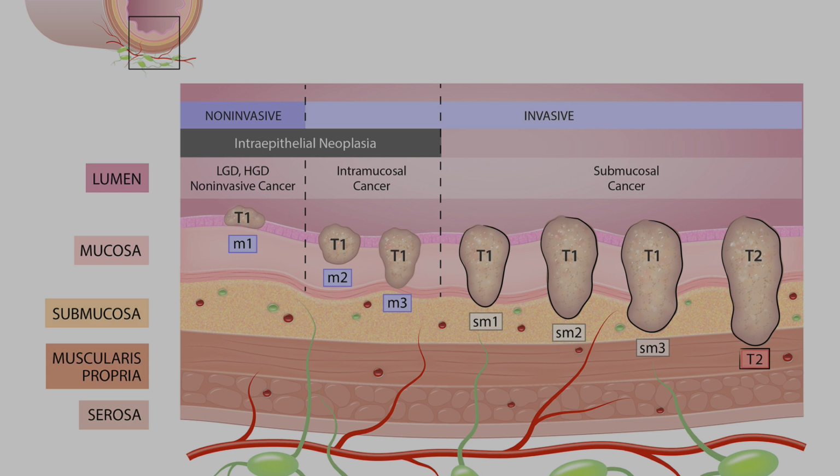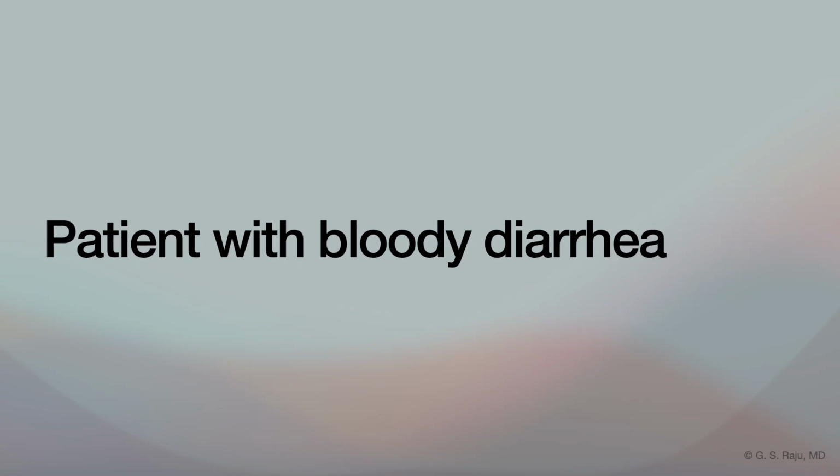So when the lesion goes to the muscle, touches the muscle or invades the muscle, it is called T2. So now we have understood the different stages of polyps as they go from the epithelium to the muscle and out, T1 and T2 lesions. So let us look at some clinical scenarios.